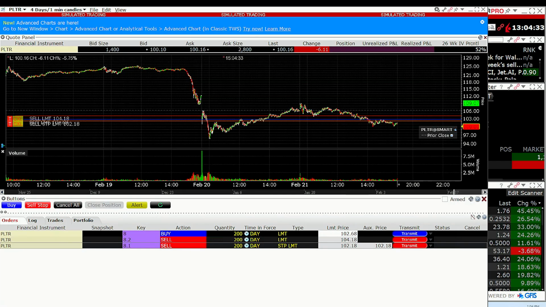I will take a profit, this is my profit zone, at 104. And I will take a stop loss if the price drops from 102.68 to 102.18. So if the price drops 50 cents after I buy it, I will take a stop loss. This is the stop loss, and I will take a profit when the stock moves to 114 cents. So these are the preset orders.